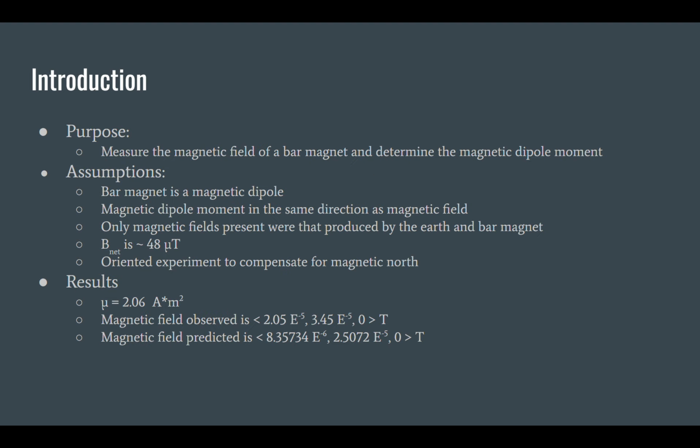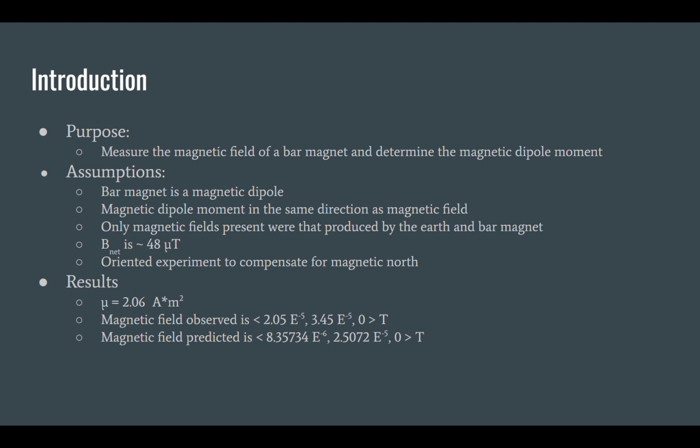The purpose of this lab was to measure the magnetic field of a bar magnet and to determine the magnetic dipole moment. A few assumptions were made for this experiment, such as the fact that the bar magnet was treated like a magnetic dipole. Other assumptions include the fact that the magnetic dipole moment is in the same direction as the magnetic field, and the only magnetic fields present were that produced by the Earth and the bar magnet.